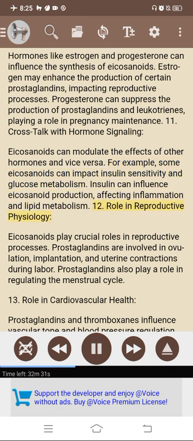12. Role in reproductive physiology. Eicosanoids play crucial roles in reproductive processes. Prostaglandins are involved in ovulation, implantation, and uterine contractions during labor. Prostaglandins also play a role in regulating the menstrual cycle.